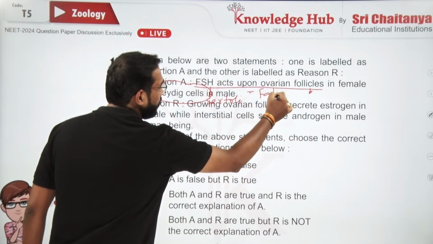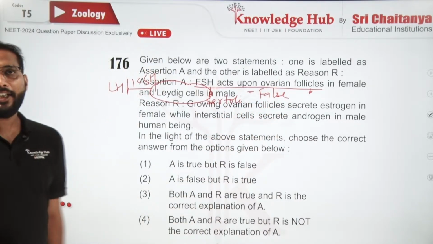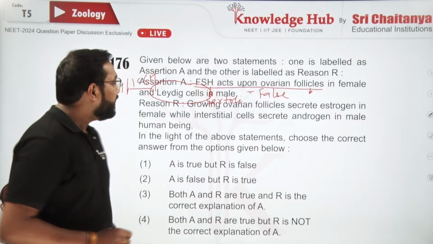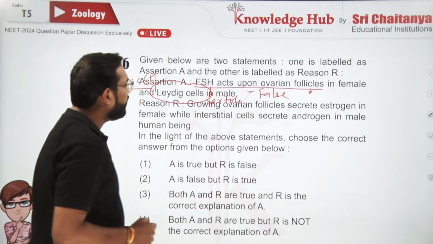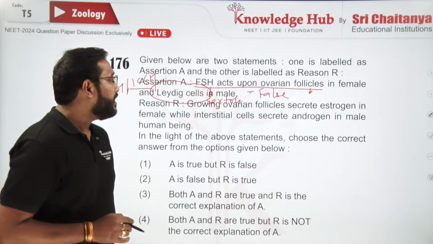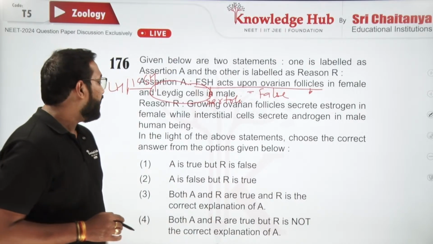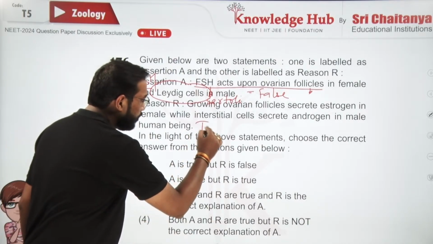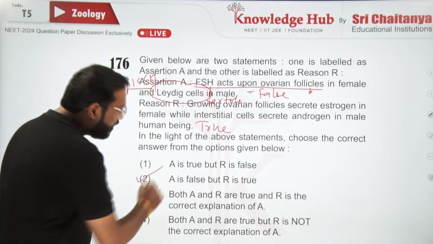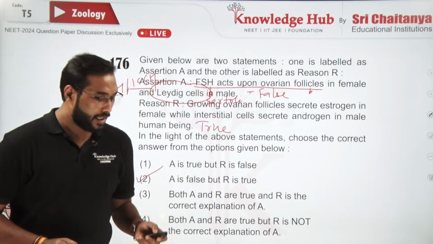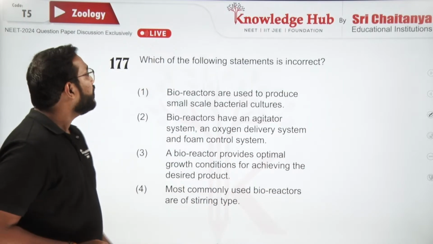It is not true. On the other hand, if we see the reason part, the reasoning here states that the growing ovarian follicles secrete estrogen in females, while interstitial cells secrete androgen in males in human beings. So this is true. So here we go, the correct option is: A is false, but R is true, right? Let's move on to the next question.